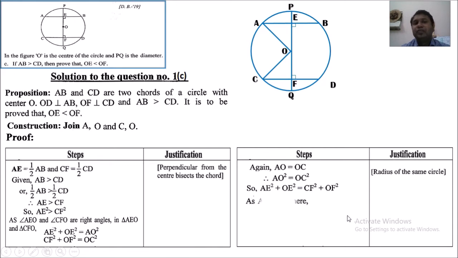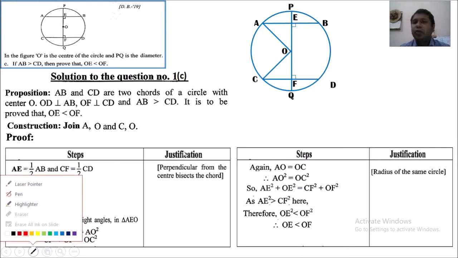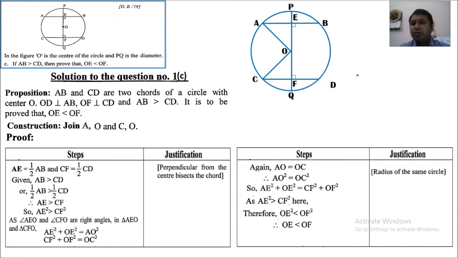So now, as we just found out, AE square is greater than CF square, so we can tell that OE square is smaller than OF square. That means if AE square is greater than CF square, obviously this one will be smaller than this one. Why? Just think about it. If I write here, you have 20 taka, your brother also has the same amount, 20 taka.